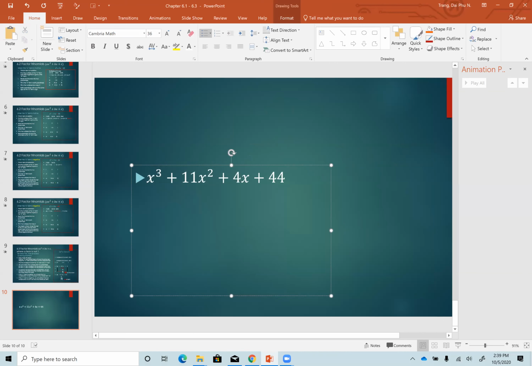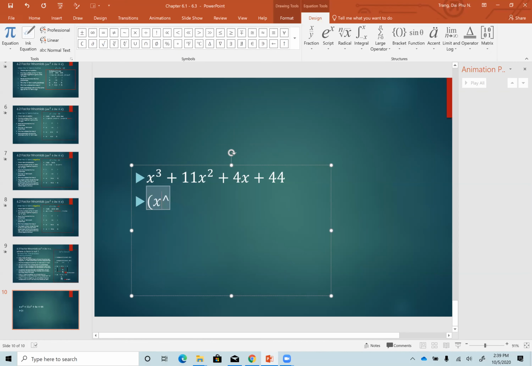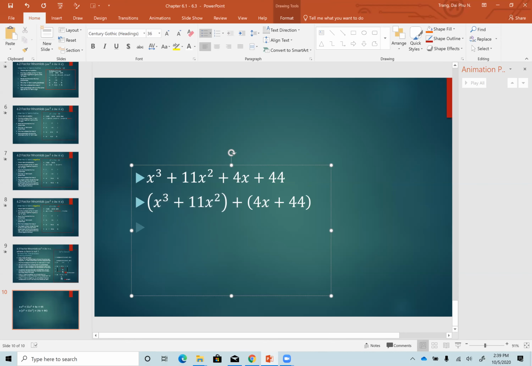So in order for you to do this, what we need to do is group them together in terms of x to the third power plus 11x to the second, and 4x plus 11, not 11, 44. Agree? Yes.